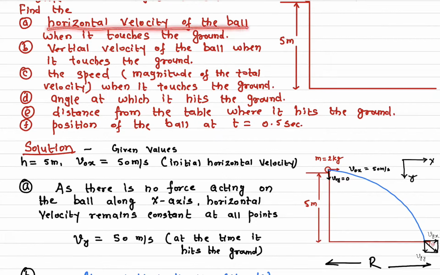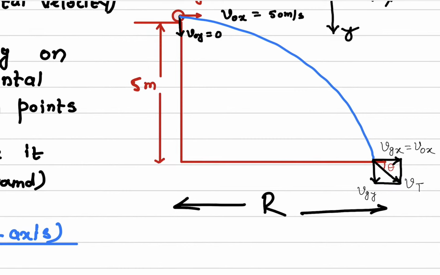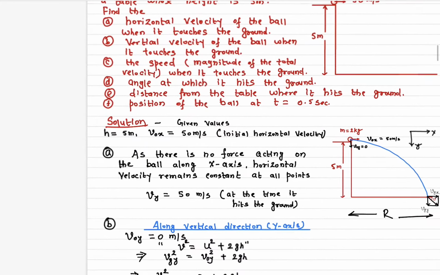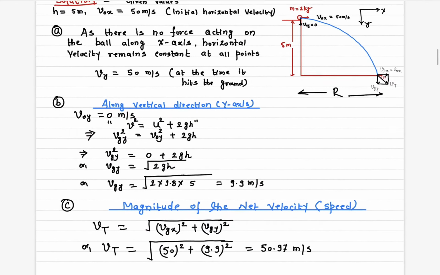Let me now answer the first question: the horizontal velocity of the ball when it reaches the ground. You already have the answer. The horizontal velocity of the ball when it reaches the ground is exactly the initial velocity, because there is no force acting along it. And here, to make life easier, we're ignoring air resistance. If we take it into account, of course there will be a change, but we're just ignoring it. The second part we have to find is the vertical velocity of the ball when it touches the ground.